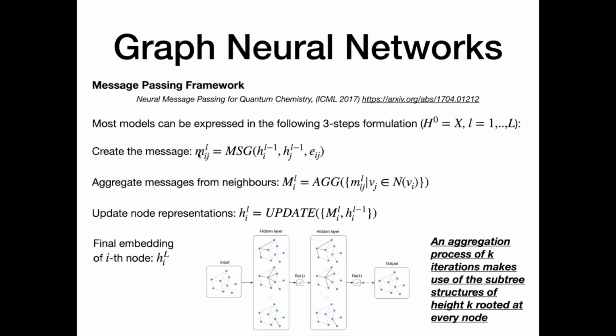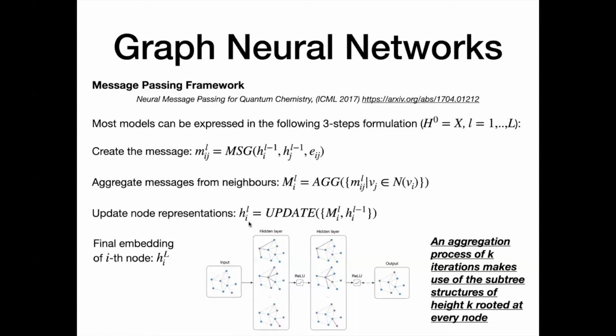Once we have a message for each edge, each node aggregates the messages from its neighbors. And here, one important thing to remember is that the aggregation function must be permutation invariant. Otherwise, by changing the ordering of the nodes or of the neighbors, we would obtain a different result, which is clearly something we don't want. So the aggregation function is usually either a sum or an average, but it can be anything as long as it is permutation invariant.